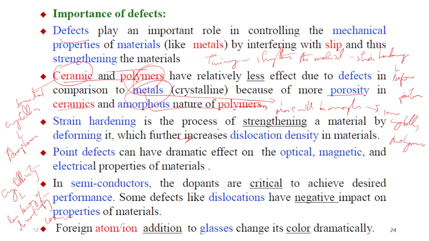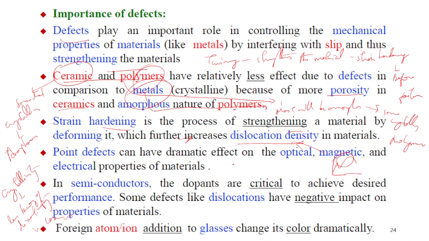Then strain hardening, again we saw, right? Strain hardening strengthens the material by deforming it, which increases the dislocation density. So initially when material undergoes tensile loading, there is loading, then it yields, then it undergoes strain hardening, and then finally it undergoes failure, right? So this strain hardening is due to dislocations.